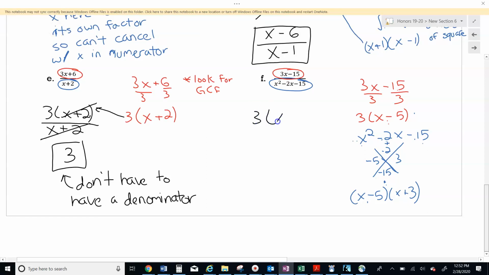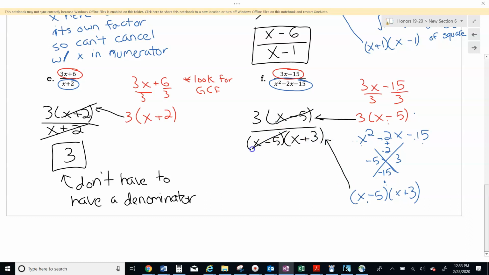So we have 3 times x minus 5. That's our top part. And we have x minus 5 and x plus 3. Right? These cancel. And we're left with 3 over x plus 3. Done.